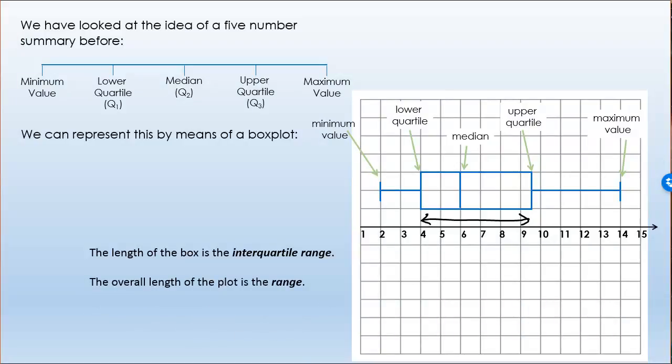The overall length of the plot is the range. So the length from here to here is the range of the data. We know the range is the maximum take away the minimum.